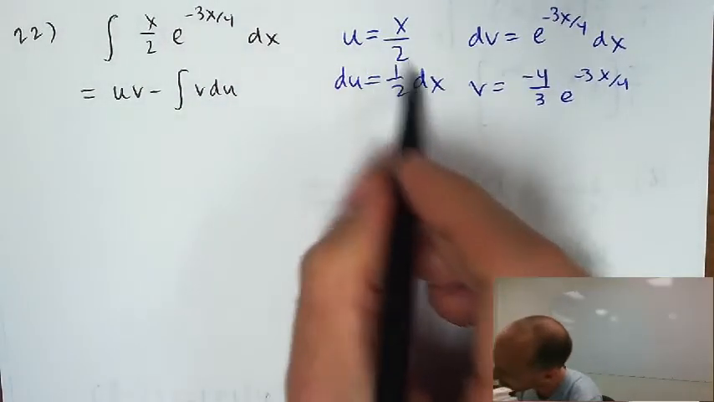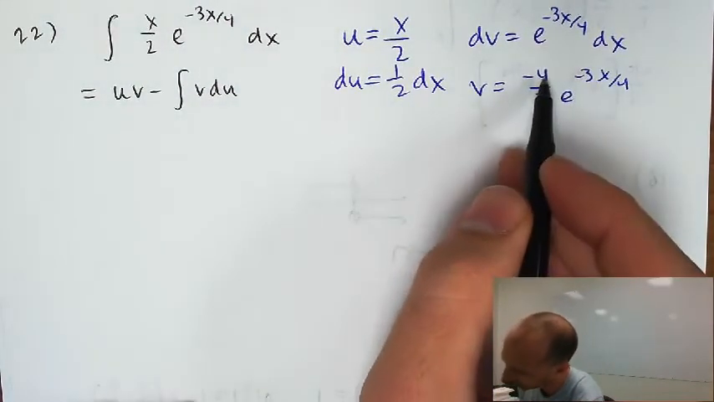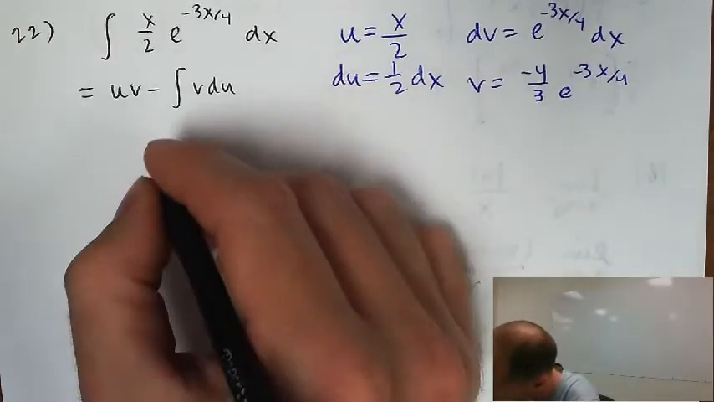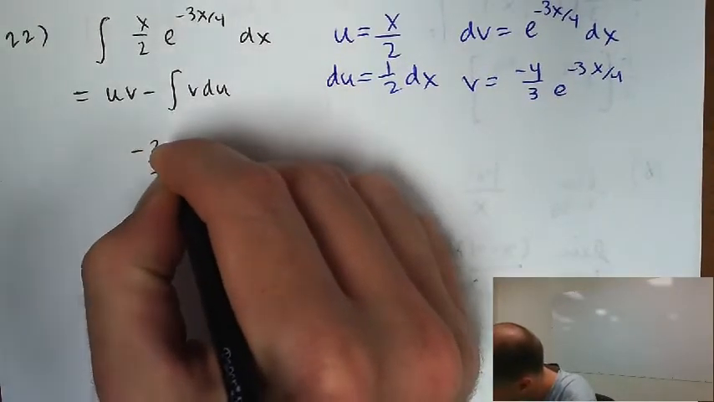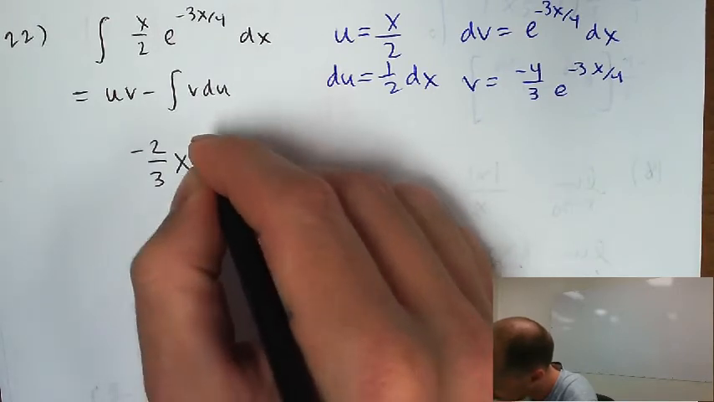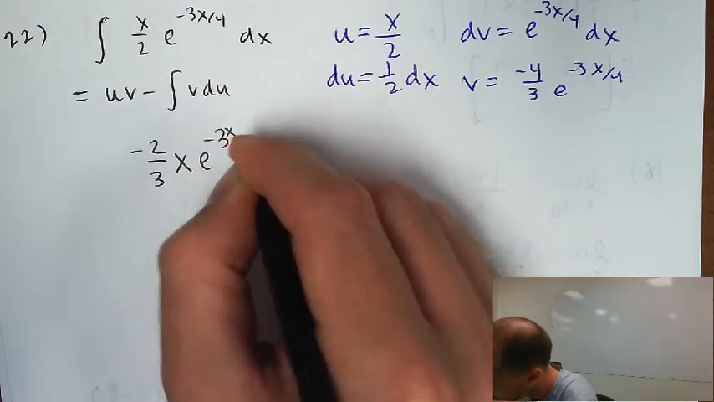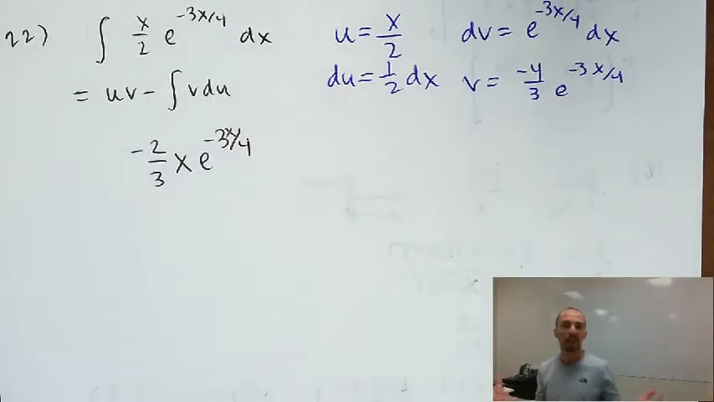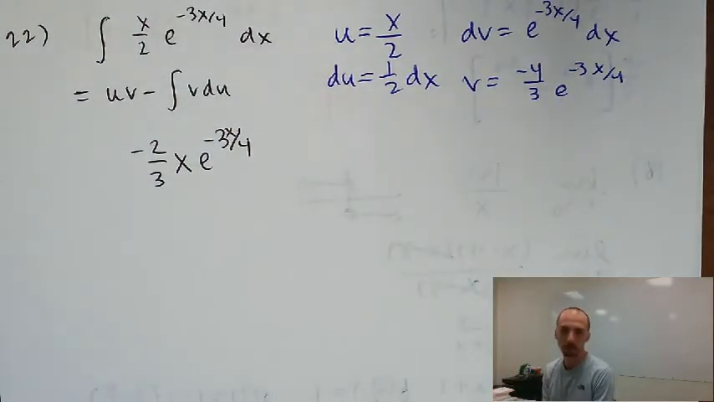So uv is x divided by 2 times this is, well, if I divide by 2, I'll have negative 2/3 x times e to the negative 3x over 4. And that's enough to eliminate all of the wrong answers, because there's only one that has negative 2/3. That's answer choice B. So I'm going to move on.